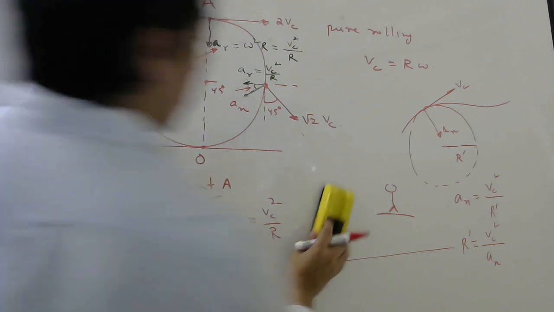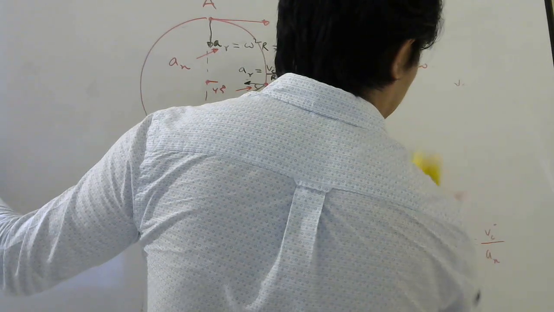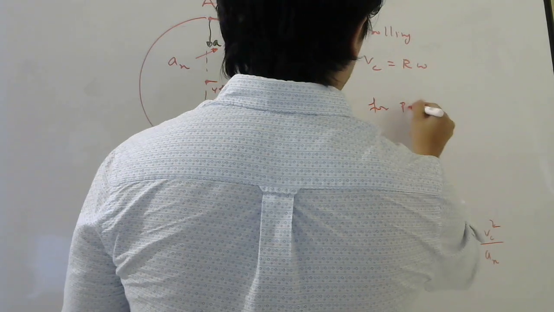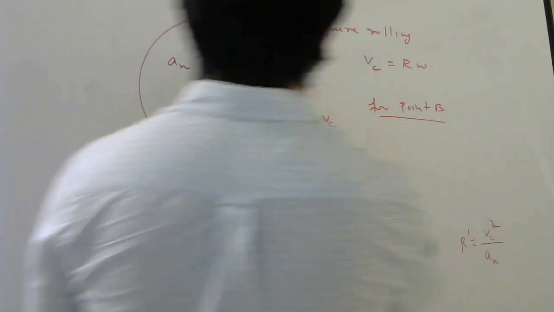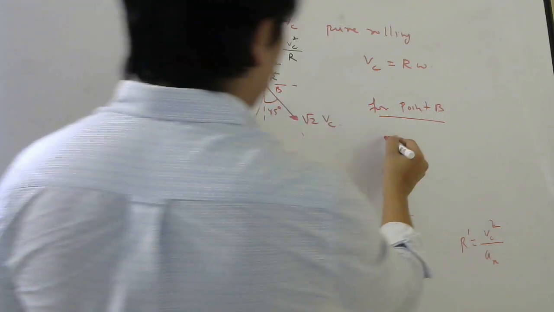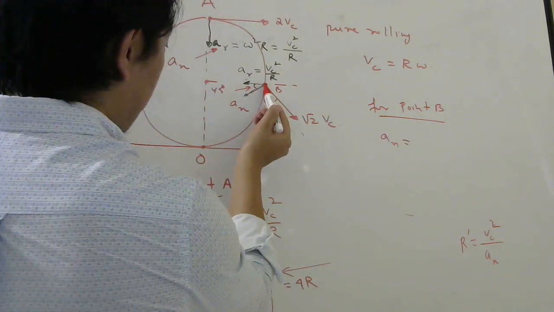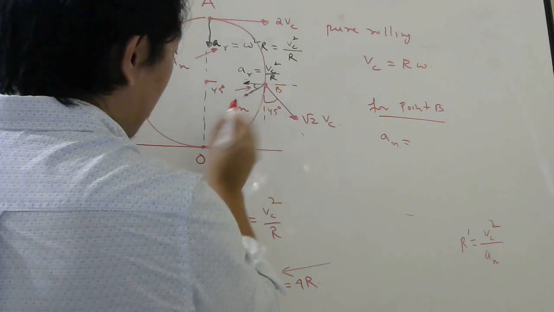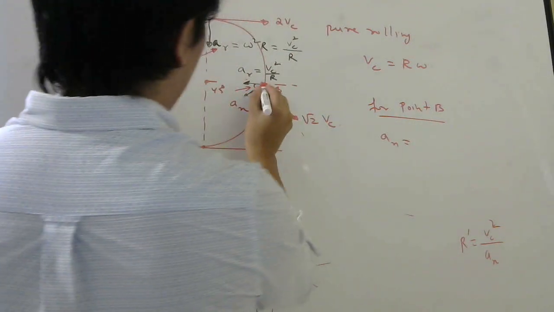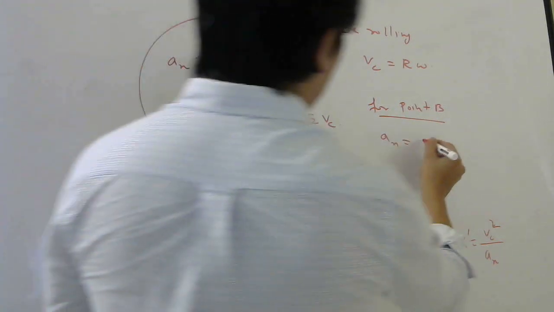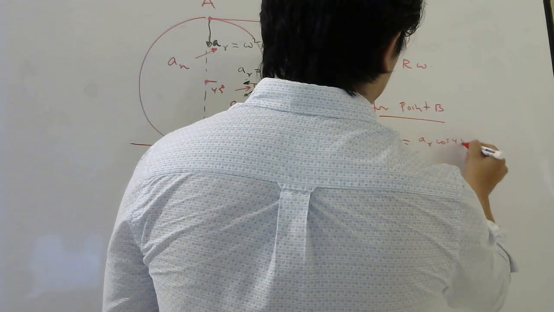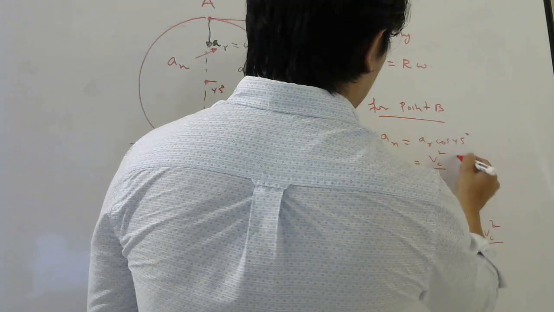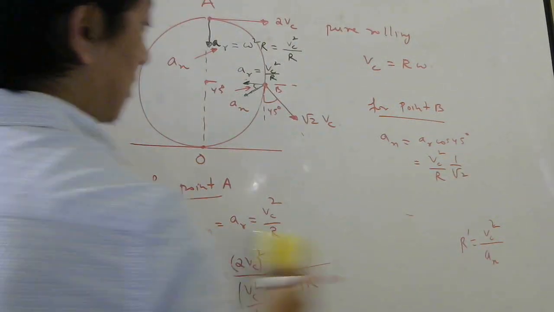Okay. So for point B, which is this point, what is your normal acceleration? Actual acceleration is here. The component of that acceleration perpendicular to the actual velocity is called your normal acceleration. That is how much? Component of AR in this direction, so that will be AR cos 45. And what is AR? Vc square by R. Cos 45 is 1 by root 2. So that is your normal acceleration.